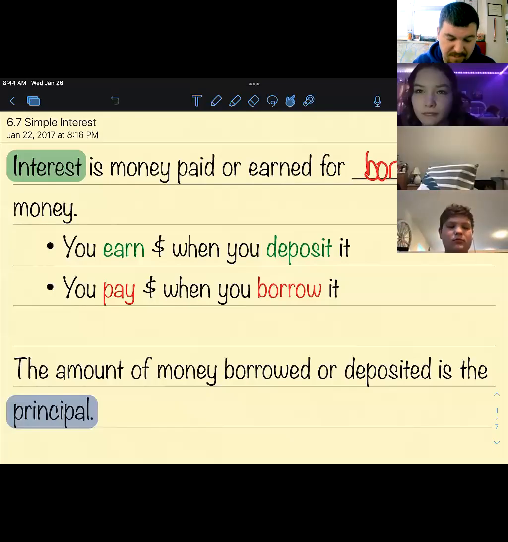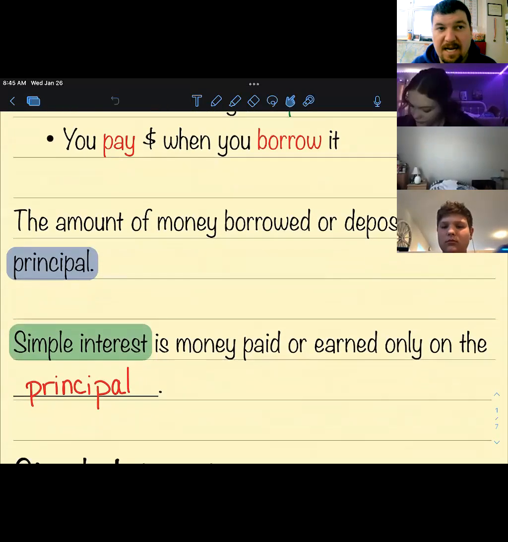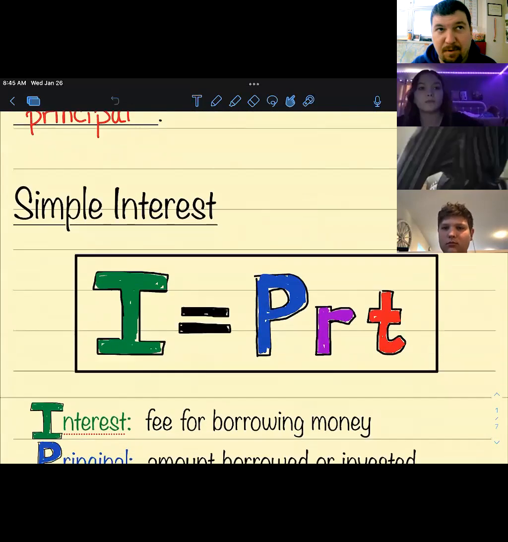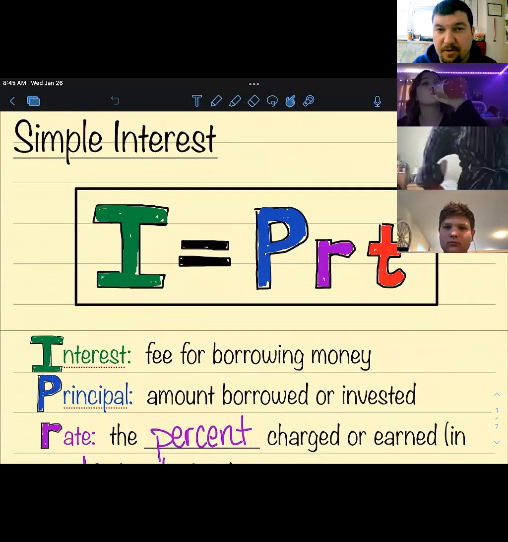Today, we're going to finish up these 6.7 notes. And so let's start by reviewing what we talked about yesterday. We talked about interest. And when you're finding simple interest, this is the formula that you use to solve that, we're going to continue using today.